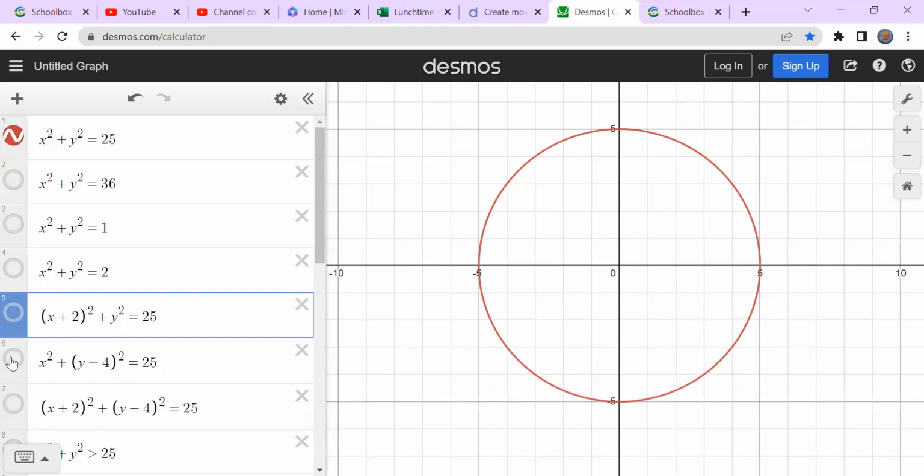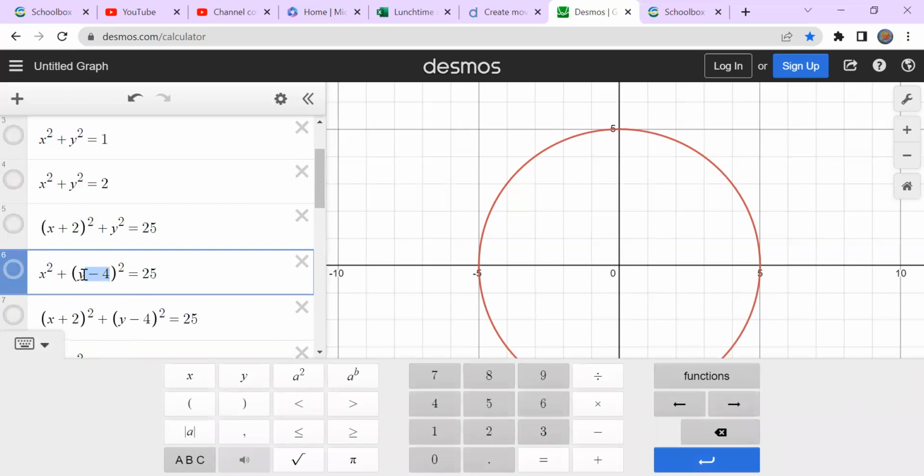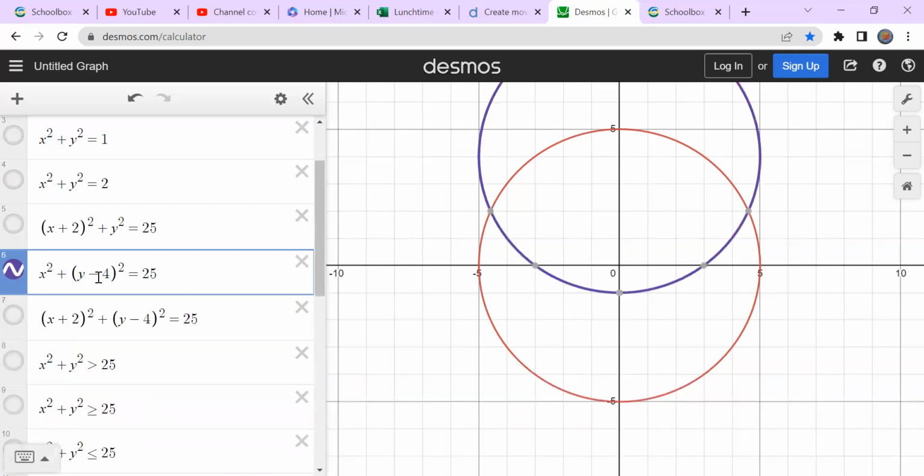So if I'm going to move up and down, have a look at this equation. I've got y minus 4 before it's squared. So that's up and down. So again, let's have a look at what happens here. Again, it's the opposite to what you think. Minusing 4 makes it go up 4.